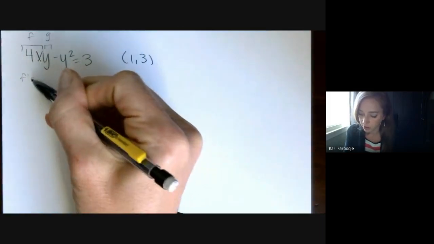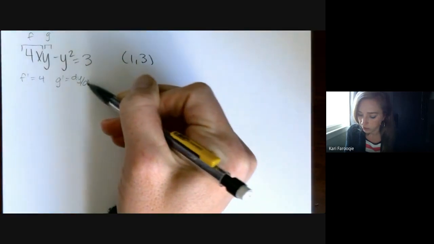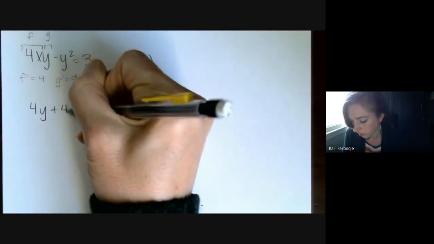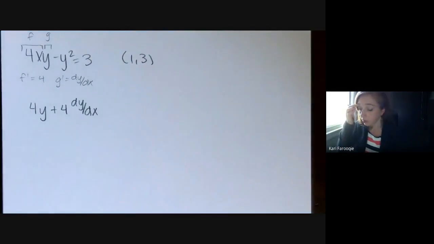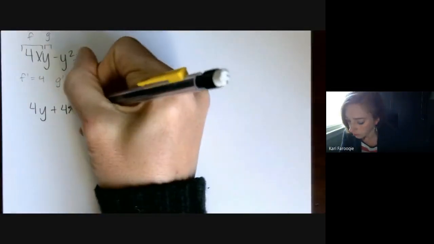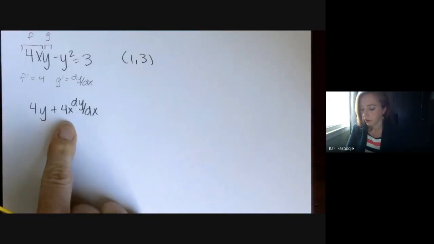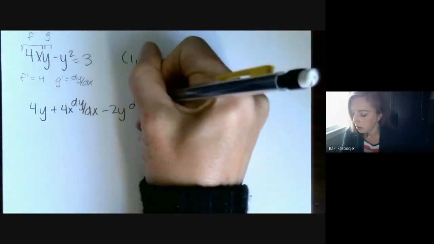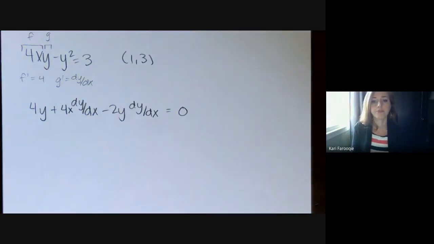F prime in this case will be 4. G prime will be dy dx. So you're taking f prime g plus f g prime, minus 2y, don't forget your dy dx, equals 0.